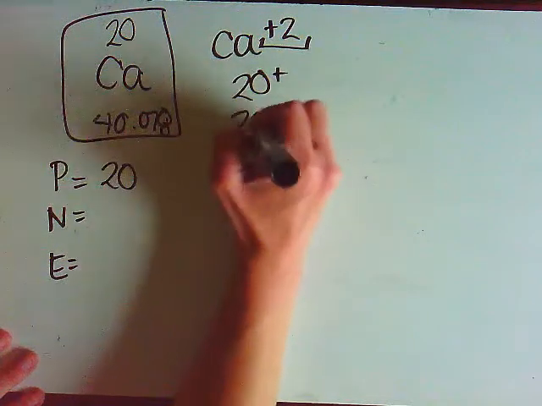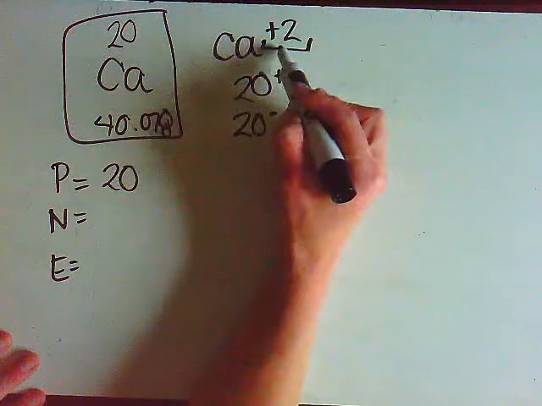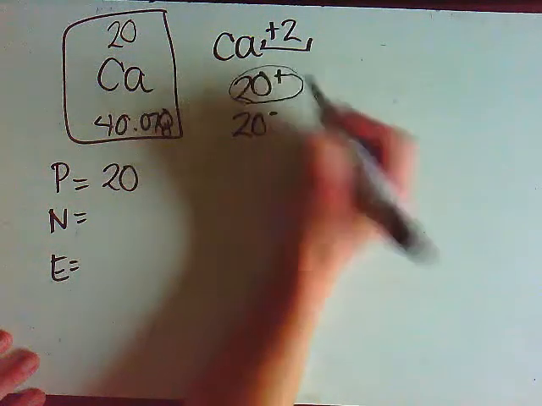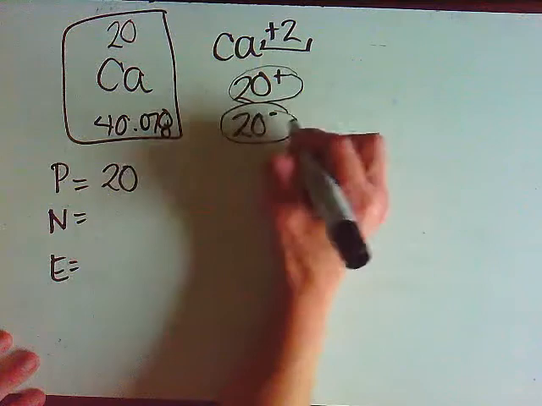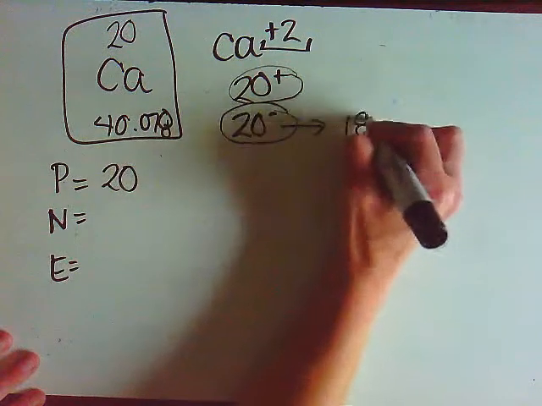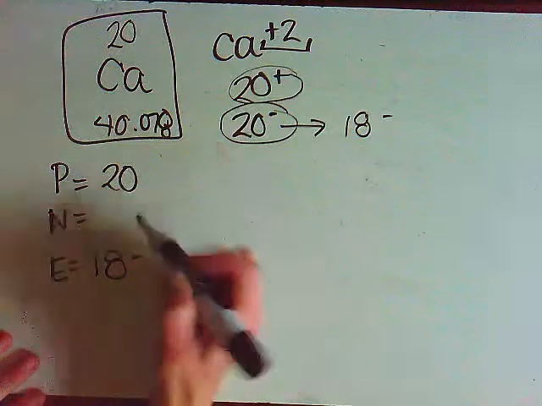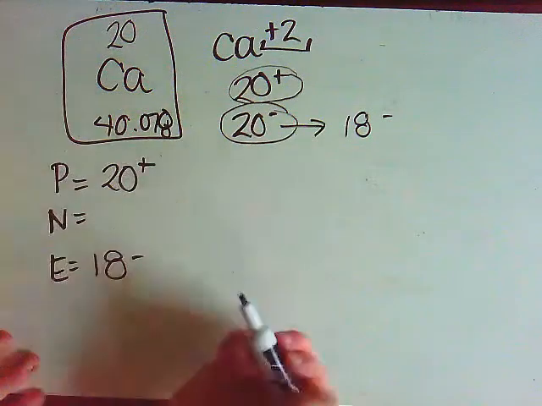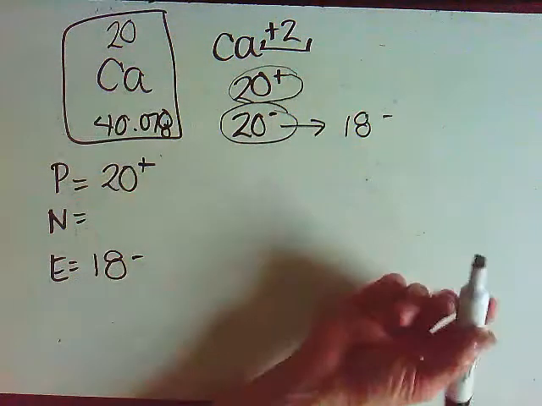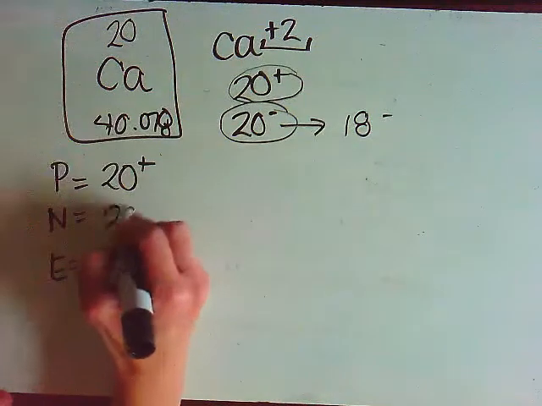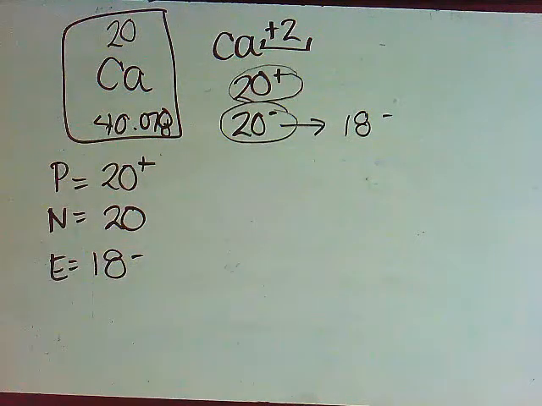Remember, if this was a neutral atom of calcium, it would have 20 positive protons and it would have 20 negative electrons. But we see it's not neutral, it actually has a +2 charge, which means it has 2 more protons than it does electrons. So we need to decrease this number, and we would say that it has 18 electrons. And just think about that. If you added a positive 20 plus a negative 18, you would end up with a positive 2. And the neutrons, once again, 40 minus 20 is going to give you 20.